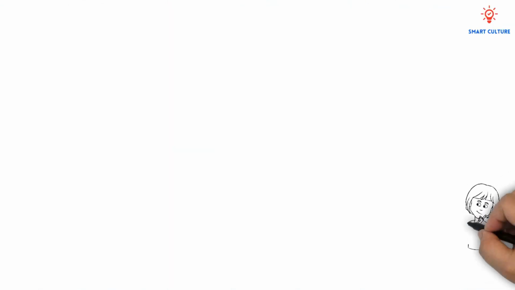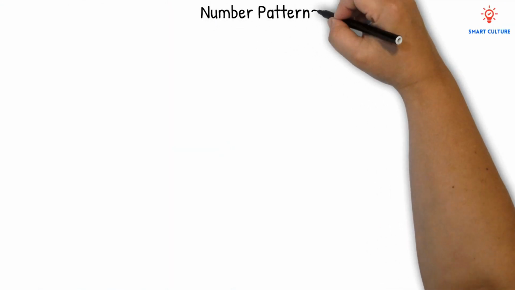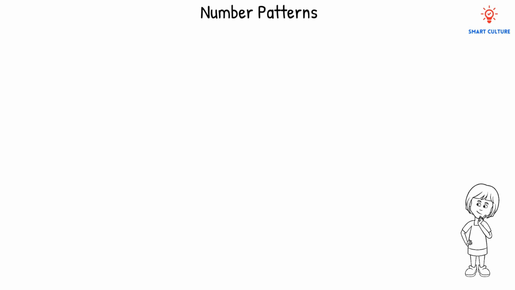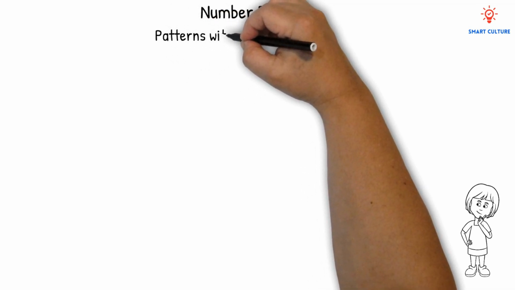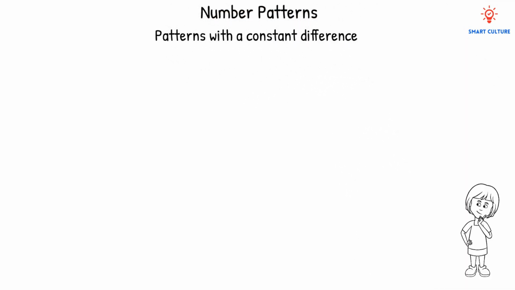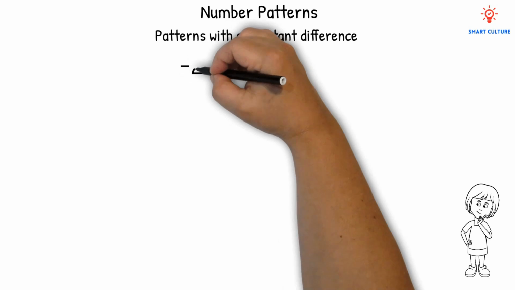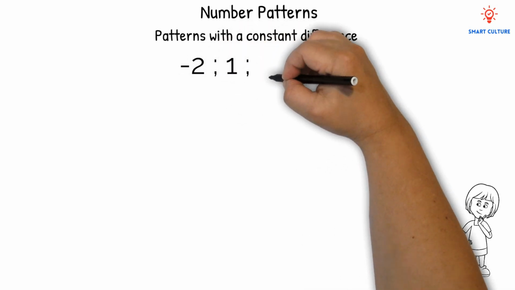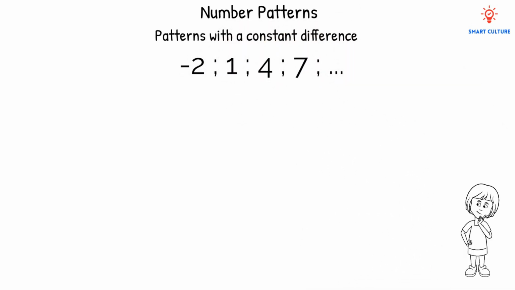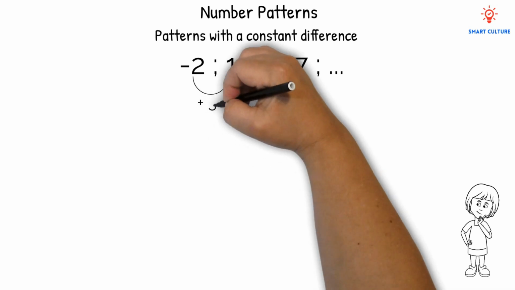This video is a summary of number patterns. First, we'll take a look at patterns with a constant difference. Here you have -2, 1, 4, 7. Let's take a look at the first two terms, -2 and 1. We can see that the difference is 3.